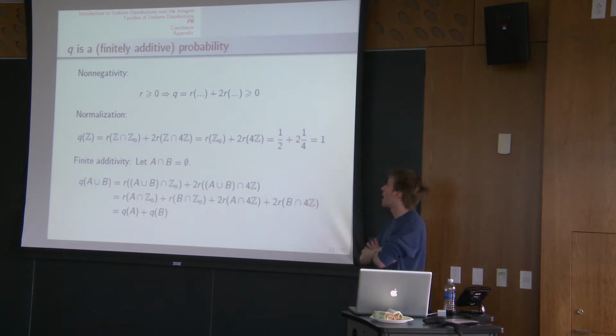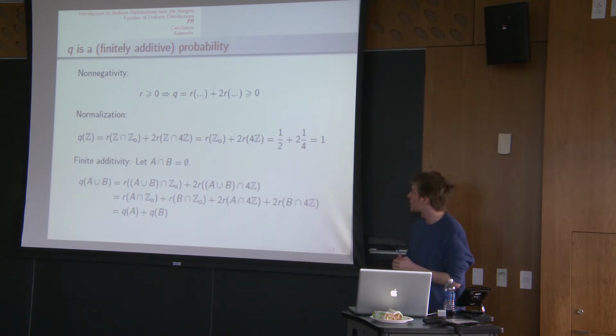Okay, so now let's check that it's a finitely additive probability. The non-negativity of Q follows by the non-negativity of r. That's straightforward. Normalization: let's plug in the set of integers. When we intersect the integers with the odds, we of course get the odds back. And when we intersect the integers with the multiples of 4, we get the multiples of 4 back. Then we just apply the definition of r. So r is the residue class family. The odds are a mod 2 residue class, so they receive probability 1/2. The multiples of 4 are a residue class mod 4, so they receive probability 1/4. You add it up, you get 1.